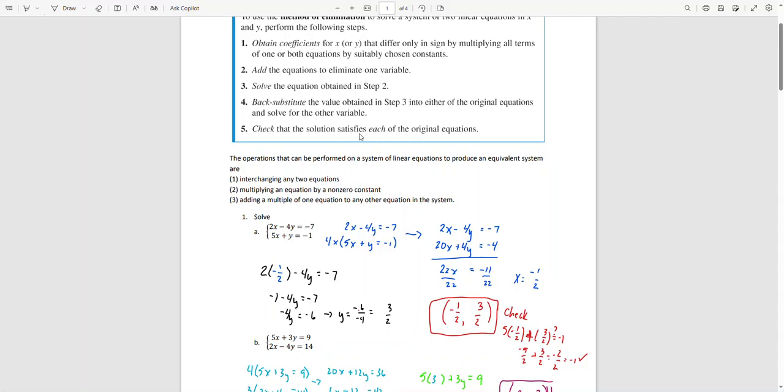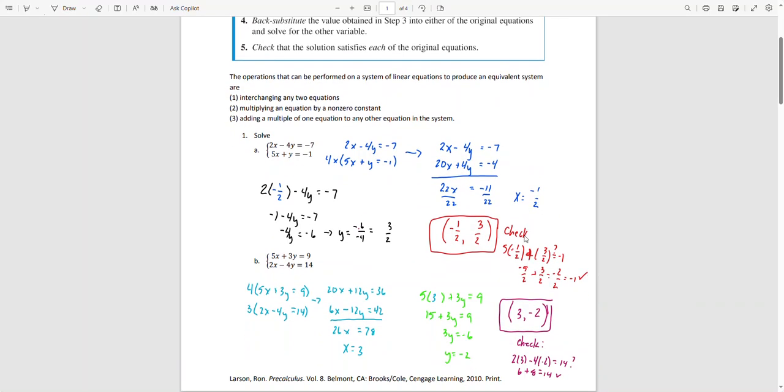Don't forget this last step. That's what separates us from the social sciences. We could check this. So we check it, put 1/2 in for x, put 3/2 in for y. This time, since I used the first equation to find y, I'll use the second equation to check, and it works out. If it works out, I'm keeping it. That's my answer.